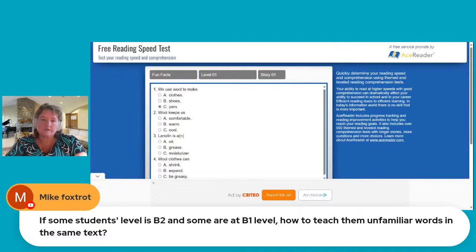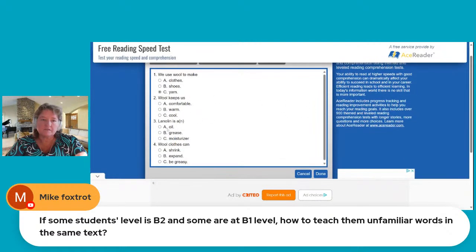So we use wool to make, let's see, yarn. Wool keeps us, let's see, warm. Lanolin is, I think it's a grease, but let's just put oil just to see what happens. And we'll close can. We know they can shrink. Okay. See, so it gives you right away the feedback that we got 3 correct. And here, we made a mistake. So then it turns red and then it gives us the correct answer. And it got 75% comprehension.